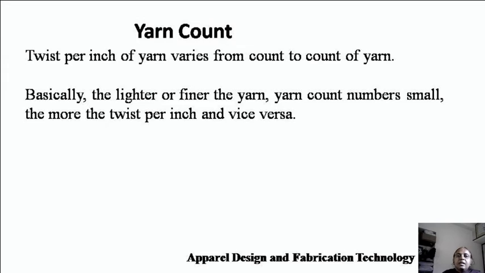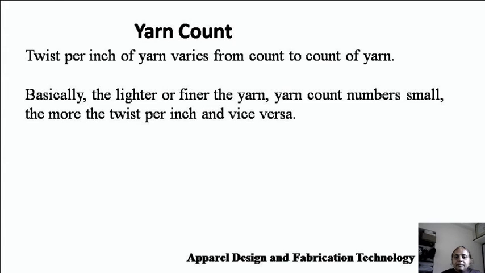ISO. Twist per inch. Twist per inch of yarn varies from count to count of yarn. So it depends upon the twist. The twist varies by the count of the yarn. Every yarn has a separate yarn count and twist per inch. Basically, the lighter or finer the yarn, the smaller the count number, the more the twist per inch, and vice versa.